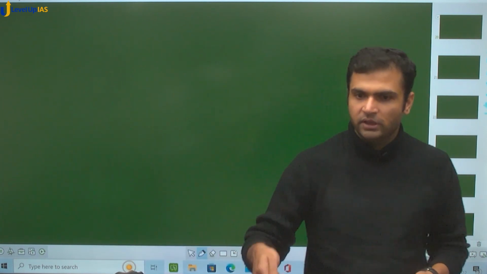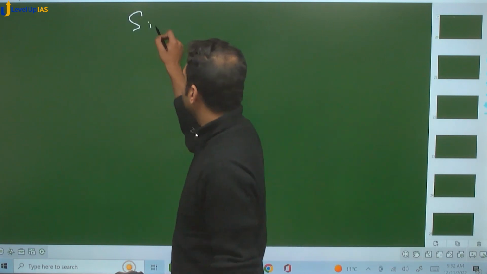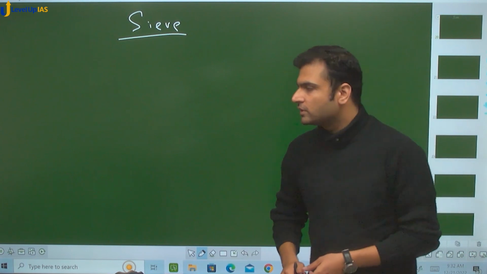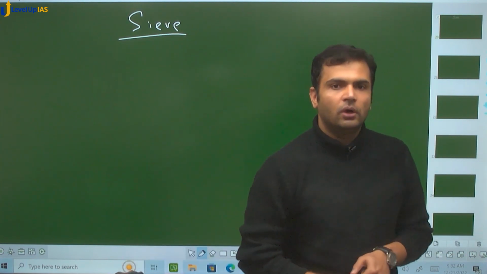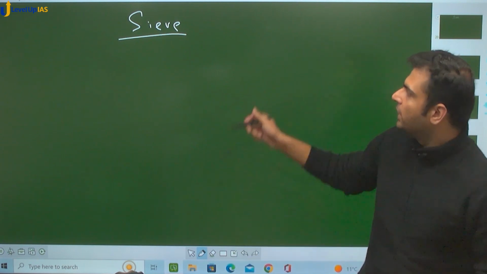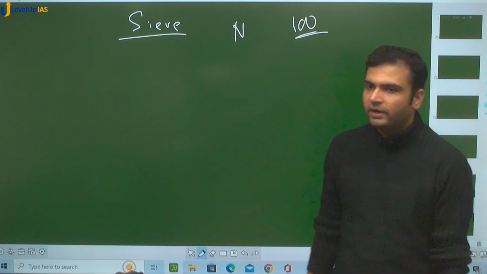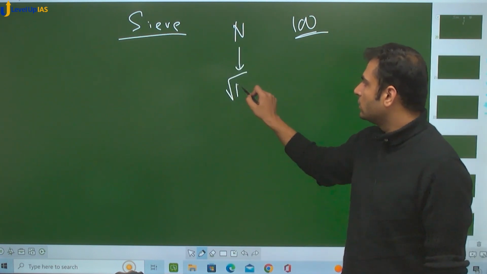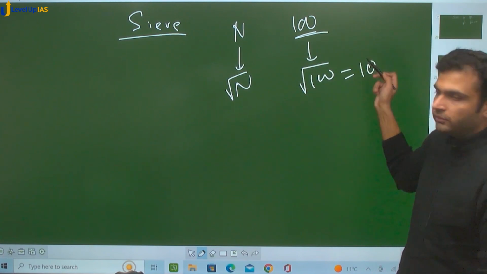Sieve, पता है? छन्नी. Sieve. Eratosthenes का sieve बोलते हैं उसको. What he said is that if I want to find out all the prime numbers till some particular number n, let's say 100, I find out prime numbers till square root of n, or square root of 100. It is 10.